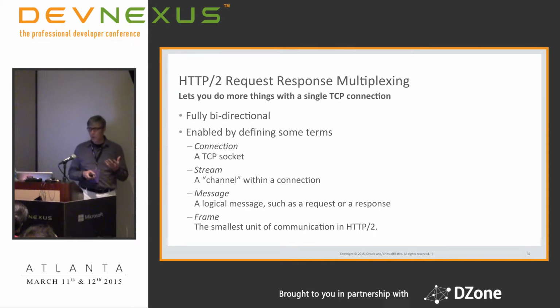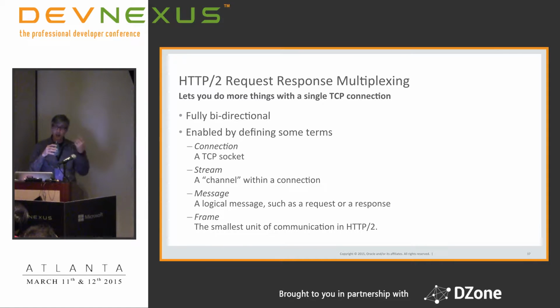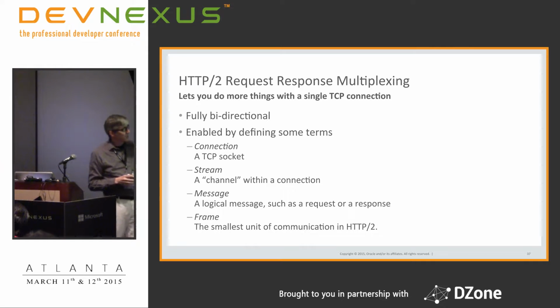All right, it lets you do more with a single TCP connection. That's a feature they call request response multiplexing. So it's a fully bidirectional communications medium between the client and the server. And this is enabled by defining some terms. The connection, as far as the H2 spec goes, is a TCP socket. The stream is a channel within the connection. A message is a logical message, such as a request or a response. And a frame is the smallest unit of communication in HTTP 2.